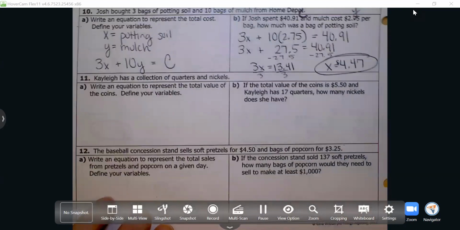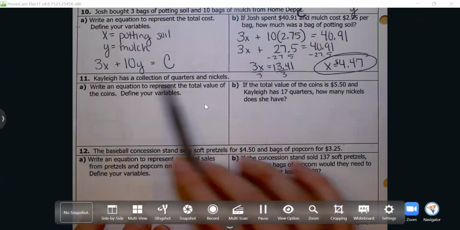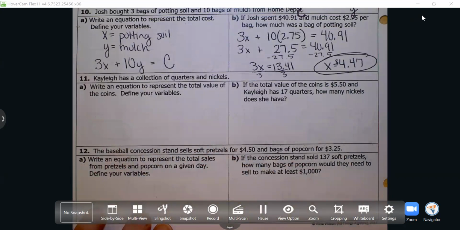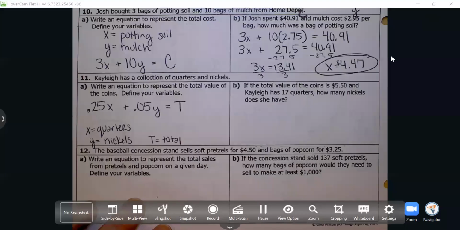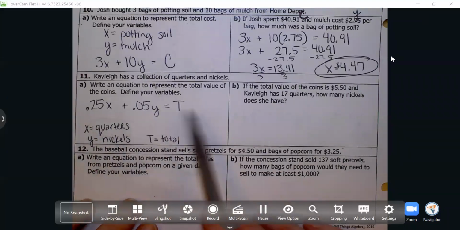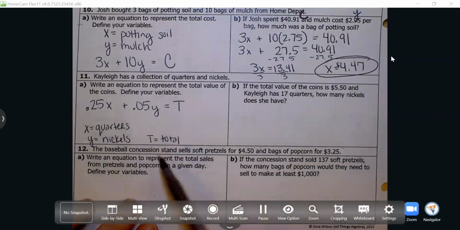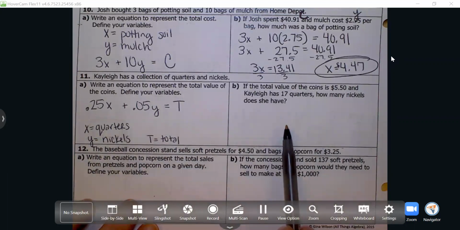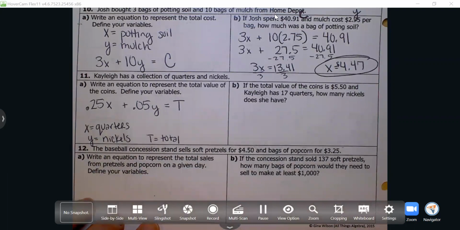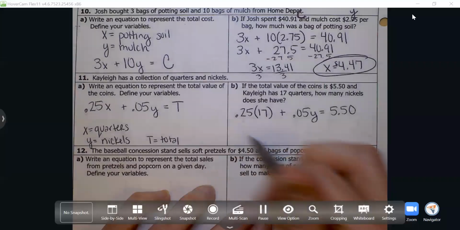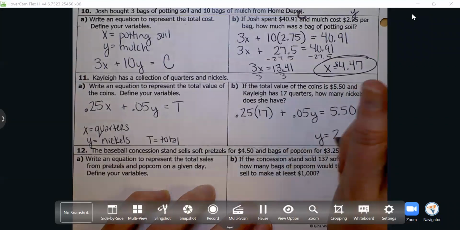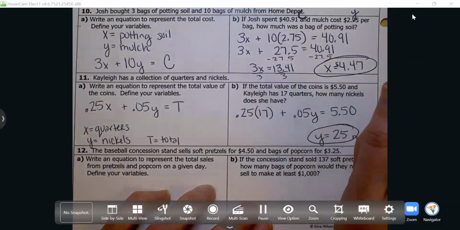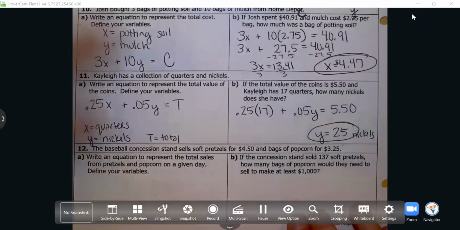Let me have you go ahead and pause. See if you can write an equation for Kaylee. This is the equation I wrote. As long as you have something similar, I put a T for total. But let's go ahead and take a moment, see if you can plug in for B, solve that one on your own, and in a couple seconds, check your answer. If you were to work that out, you should find out that she has a total of 25 nickels.